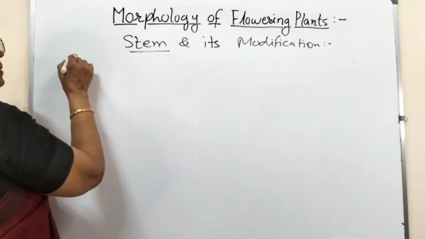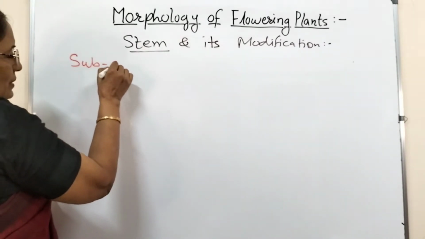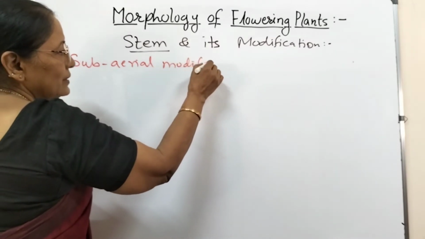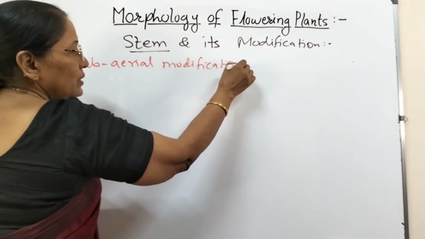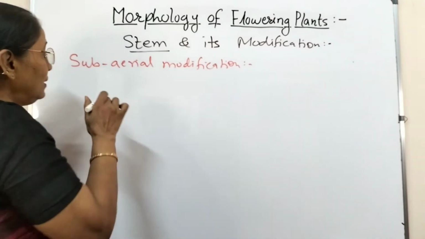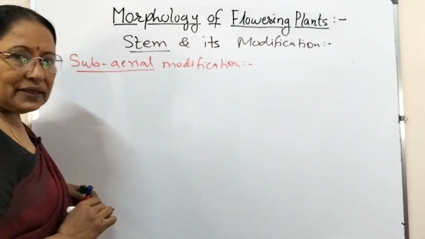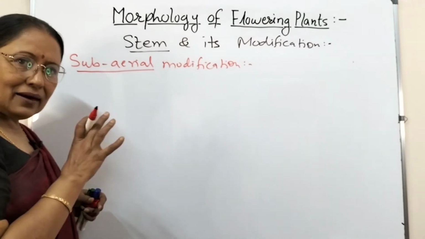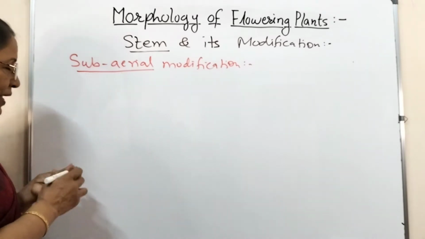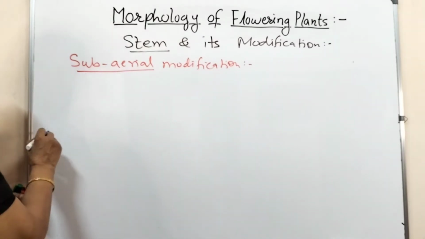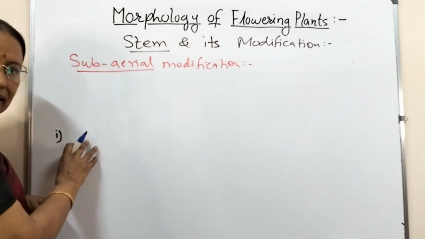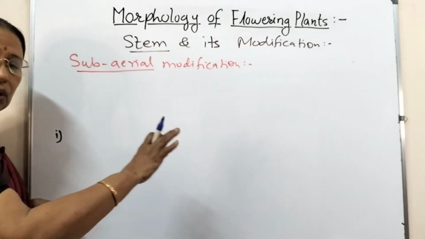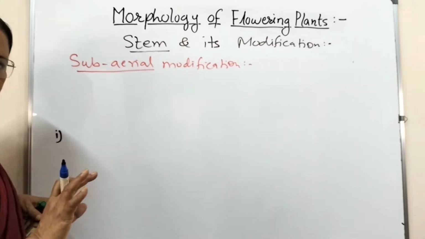Next we see the subaerial modifications. Subaerial means what? Subaerial means those in which the stem is running parallel to the soil surface. These subaerial modifications you find difficult. Let us see where there is any difficulty. Fine. The first example, this is the basic one. When you understand runner, then you are going to understand sucker, stolon, offset, everything very easily.